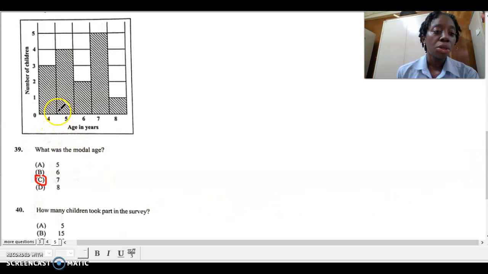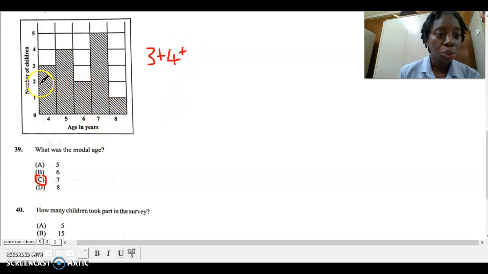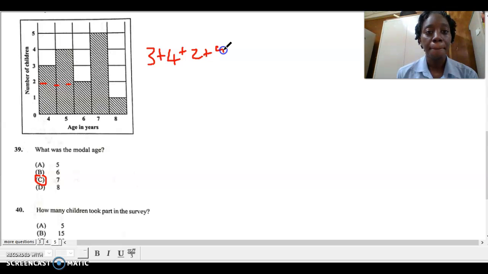All right, so the number of students who took part with age of 4 years amounted to 3. The number of 5-year-olds were 4. The number of 6-year-olds, 2. Right, just to make things a little bit easier. The number of 7-year-olds is equal to 5. And the number of 8-year-olds is equal to 1.